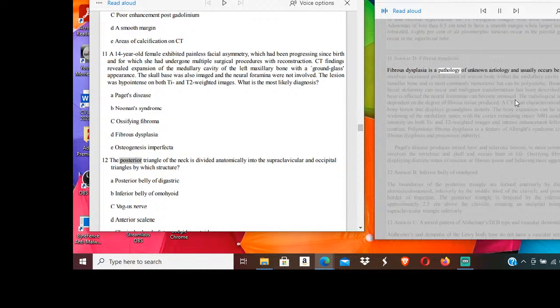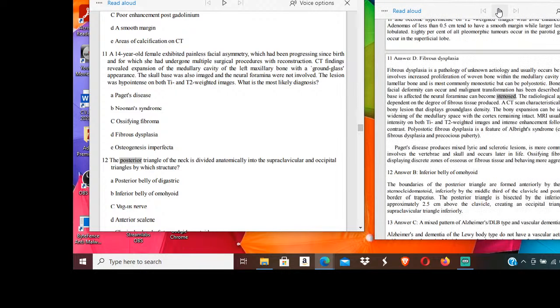Fibrous dysplasia is a pathology of unknown etiology and usually occurs before 30 years of age. It involves increased proliferation of woven bone within the medullary cavity that cannot develop to lamellar bone and is most commonly monostotic but can be polyostotic. Bone expansion resulting in facial deformity can occur and malignant transformation has been described in 0.5%. If the skull base is affected, the neural foramina can become stenosed.